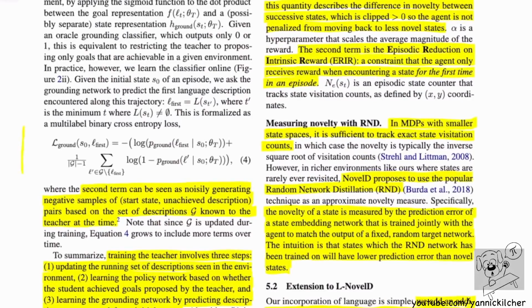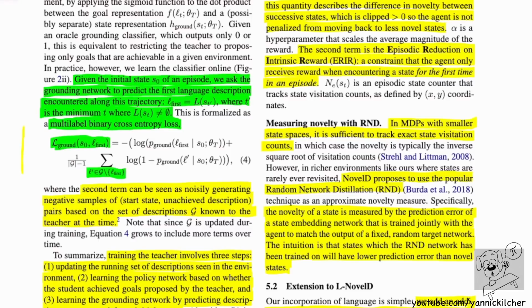The grounding network specifically is trained with a multi-class, they say a multi-label binary cross entropy loss, which I find to be a weird term, but okay. But essentially, given the initial state of an episode, we ask the grounding network to predict the first language description encountered along this trajectory, where T is the minimum T such that there is a description at all. So we're training the grounding network to predict the first language description against all the other terms in its encountered goals. This is kind of like a contrastive loss. So that first goal is certainly reachable from the initial state, and we simply take all the other ones as kind of negatives for that first one. And exactly, the second one can be seen as noisily generating negative samples of start state and unachieved description.